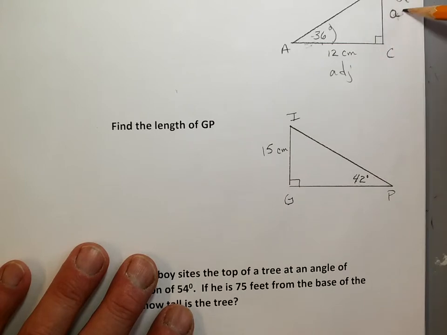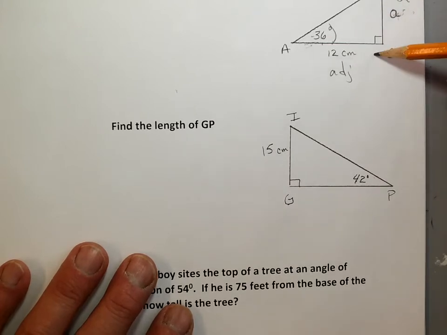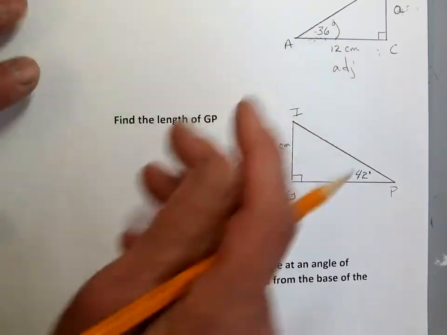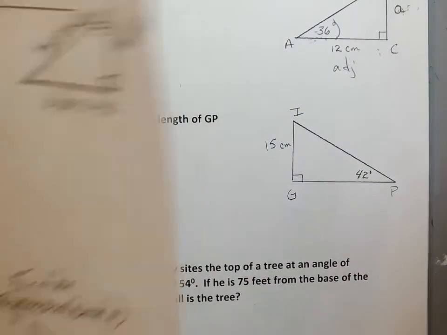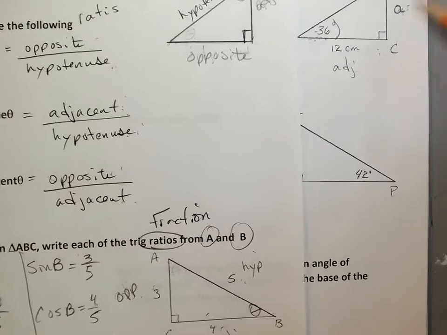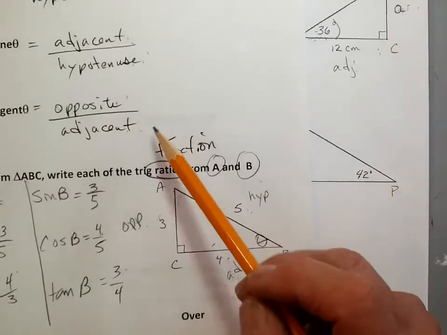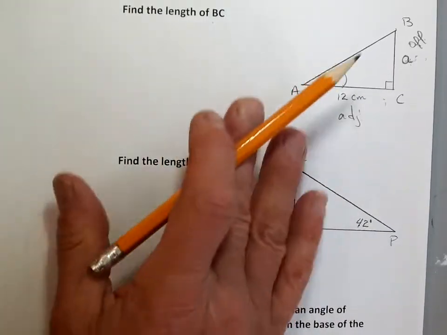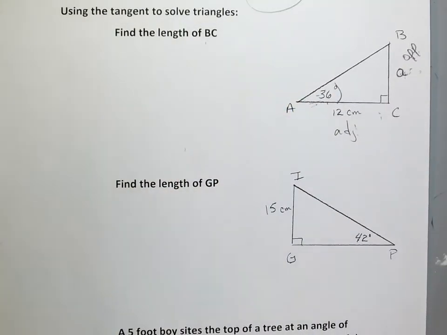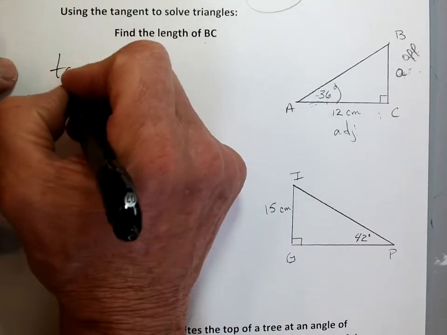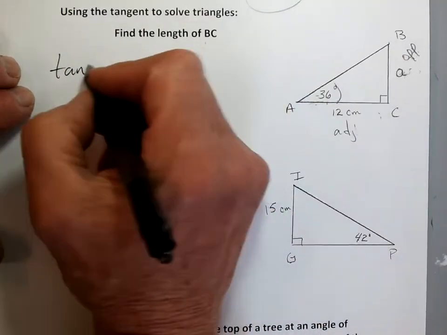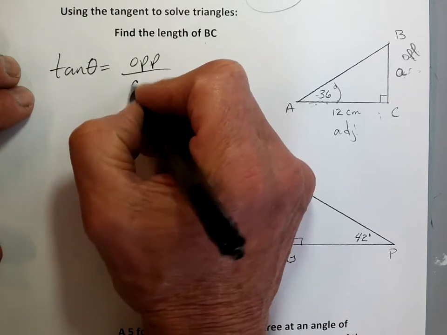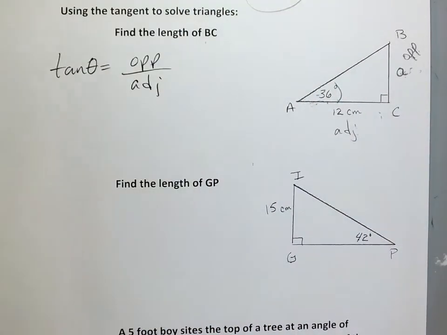BC is my opposite side, and 12 is my adjacent side. So we're going to set up tangent. Look at my notes. What I'm using is opposite adjacent, and opposite adjacent has got to be tangent. So let's set up tangent. I'll set up tangent of theta equals my opposite over my adjacent. That's what my notes say.